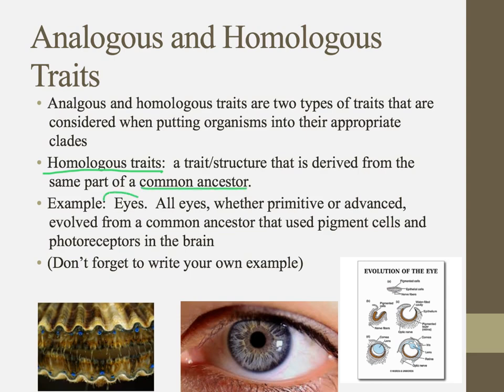So for example, eyes. All eyes, whether they're primitive, like these eyes on this scallop, or advanced, like this eye from a human, evolved from a common ancestor using pigmented cells. So all organisms have a certain amount of traits that they have in common with other organisms in their clade, which again came from a common ancestor.